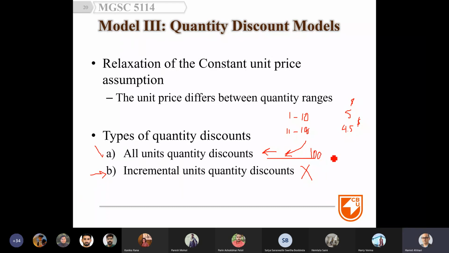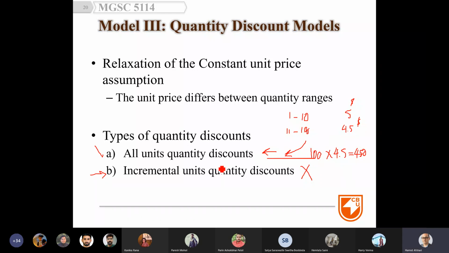Very simple, yeah. 100 multiply which number? 4.5. Okay, which is $45, right? Can you please explain? Okay, that's very simple.